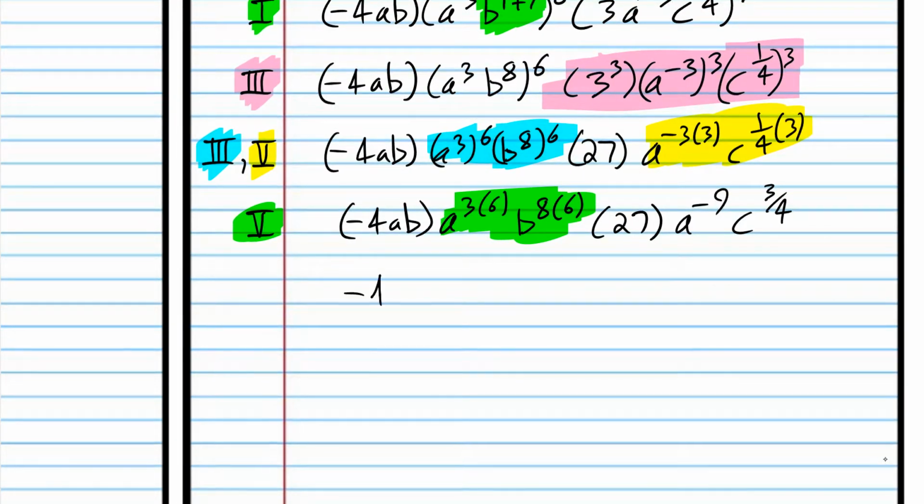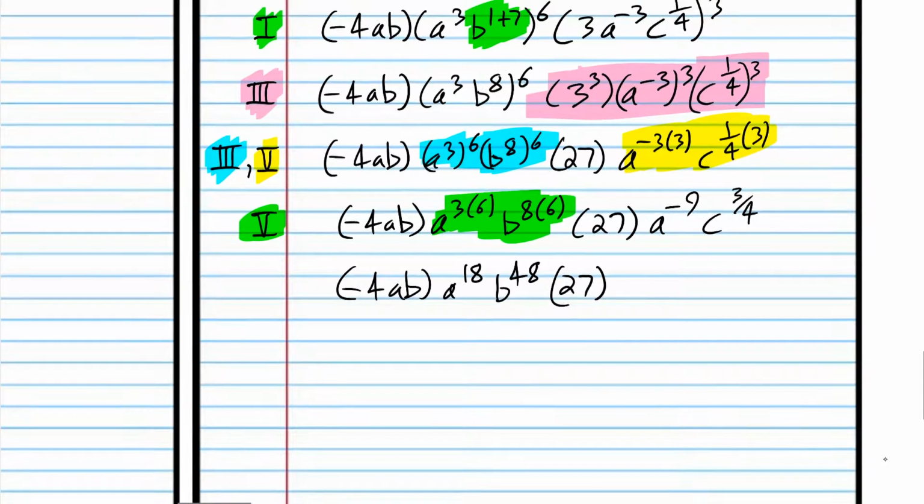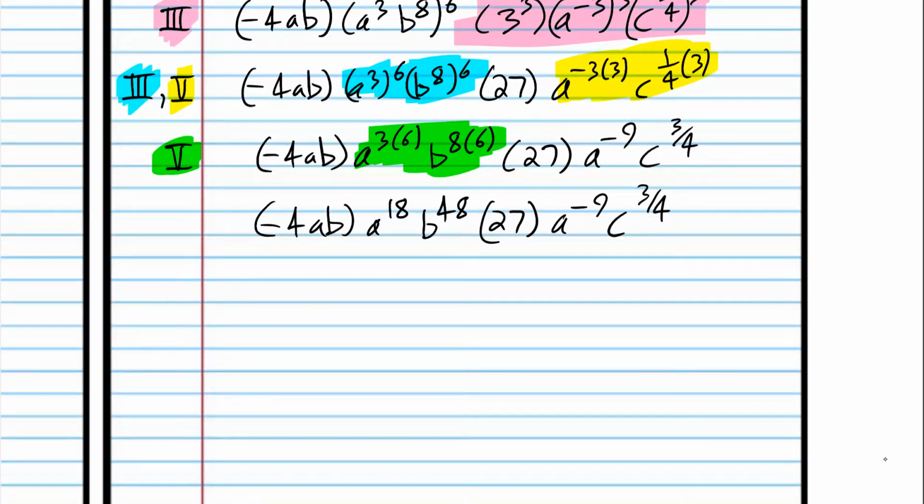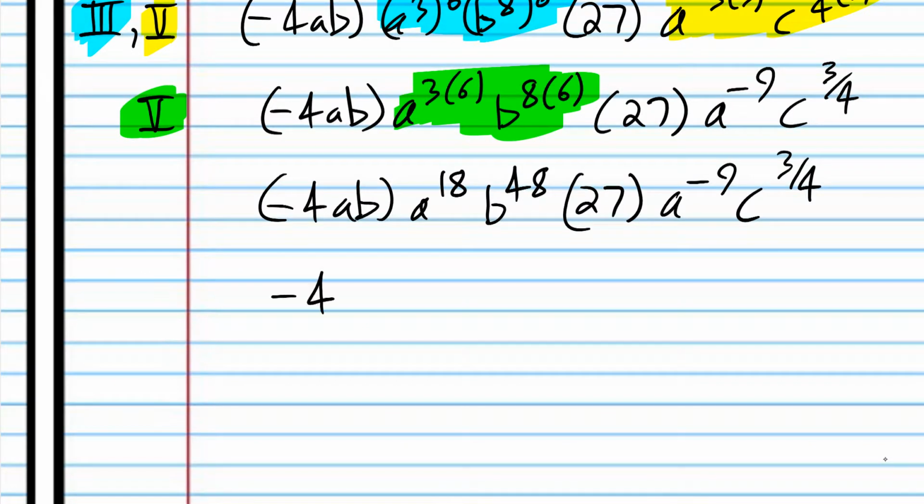Okay, so now we have negative 4ab, a to the 18th, b to the 48th. I'm just taking my time here. Sometimes when you run out of room, it's okay to skip some steps, but in this case we don't really need to. We have plenty of room. So now we're going to combine this negative 4 with this 27. Don't be afraid to use a calculator. 4 times 27 is 108. So we get negative 108. And we can also add the a's. But now that I think about it, just to keep with the tradition, we probably should write a to the first.